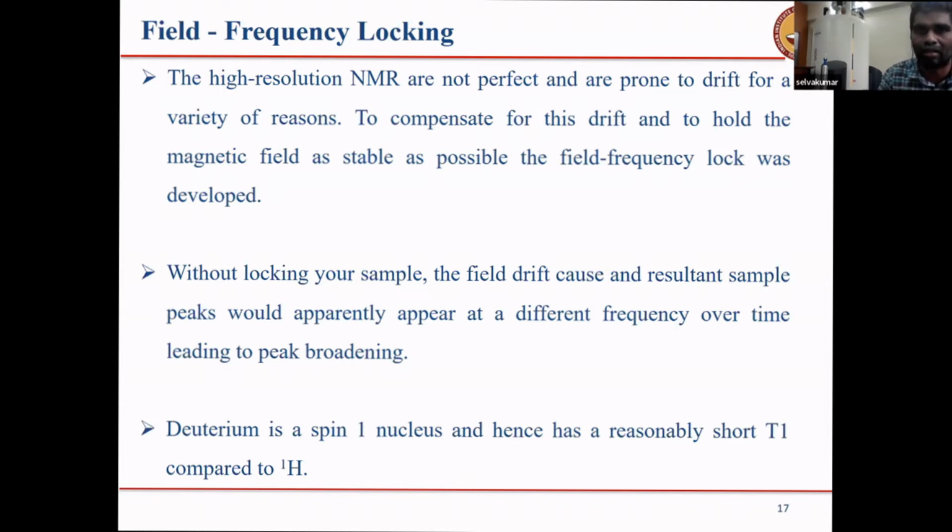If we don't lock the magnetic field and we are doing a longer experiment, we will get a broader signal. For a proton NMR spectrum, the line width must be 3 hertz. If you don't lock, the peak width will be 10 hertz. So that's why we need to lock the magnetic field. For that, we have locking coils. Without locking, the drift causes the sample peaks to appear at different frequencies in long running experiments. For that, we are using deuterium, because deuterium is a spin 1 nucleus.